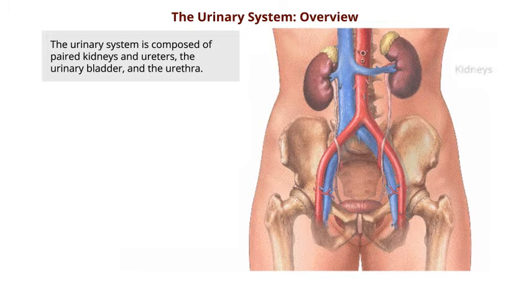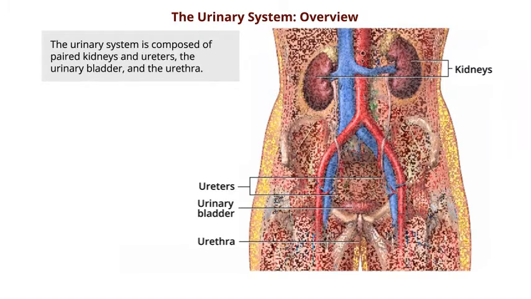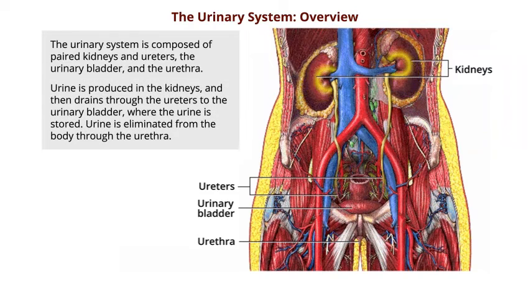The urinary system is composed of paired kidneys and ureters, the urinary bladder, and the urethra. Urine is produced in the kidneys and then drains through the ureters to the urinary bladder, where the urine is stored. Urine is eliminated from the body through the urethra.